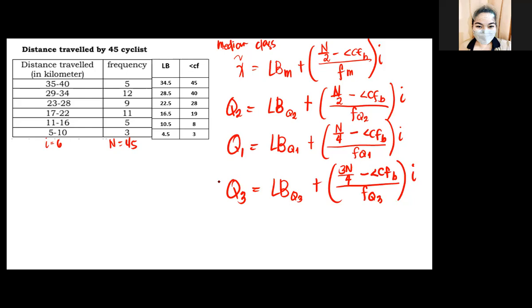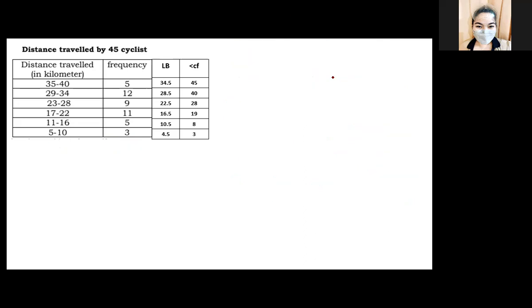Okay? So, mapapansin nyo dito, madali lang siya tandaan. You just have to identify kung 1/2 ba ng data mo yung hinahanap mo, 1/4 ba, it's 3/4, and so on. So let us try to find out ano po yung ating q sub 1.